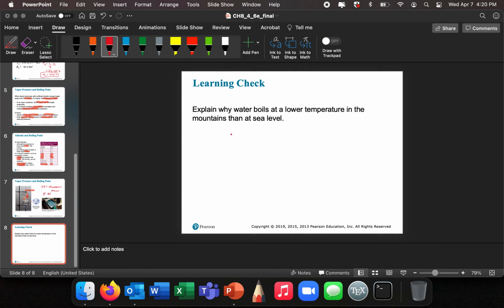Well, in the mountains, the atmospheric pressure is lower, right? Because you're at a high altitude. And since it's lower, and we know that the vapor pressure is equal to the atmospheric pressure at the boiling point, well, if the atmospheric pressure goes down and the vapor pressure stays the same, we must have a lower boiling point.